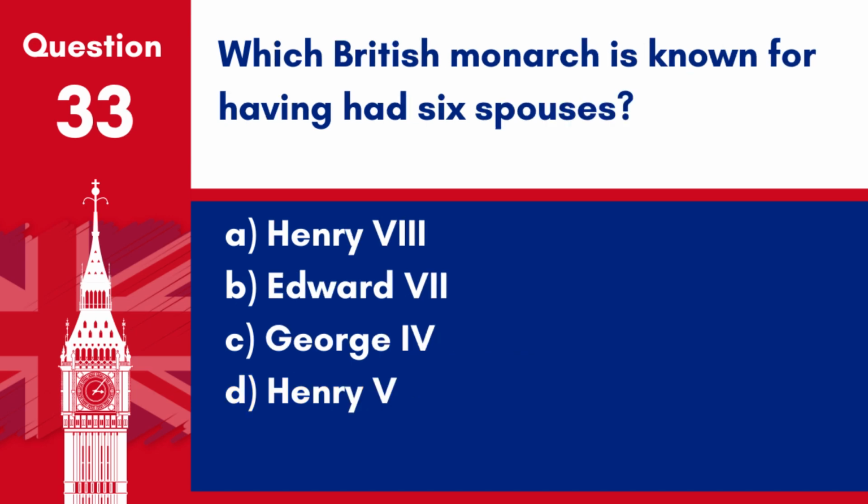Question 33. Which British monarch is known for having had 6 spouses? A. Henry VIII. B. Edward VII. C. George IV. D. Henry V. Answer. A. Henry VIII. King Henry VIII is famous for having had 6 wives over the course of his reign.